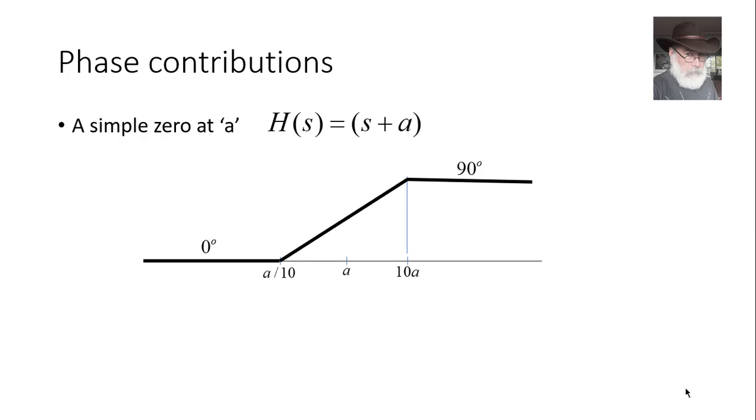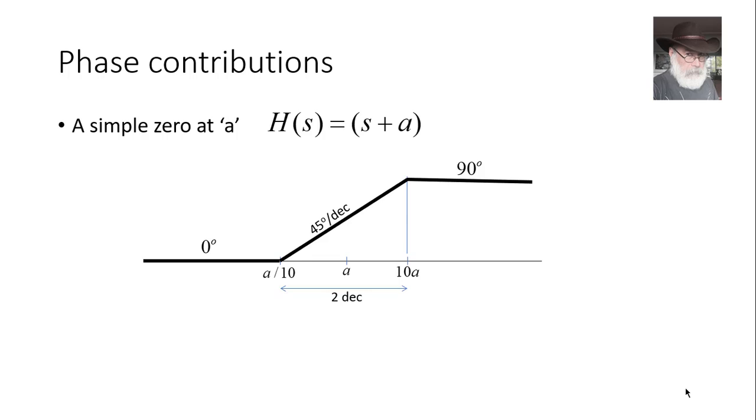What is the slope of that ramp? The horizontal distance, that is the run of that slope, is 2 decades. The rise is 90 degrees. The slope is rise over run, 90 divided by 2, 45 degrees per decade. That is an approximation of Professor Bode to the phase contribution.